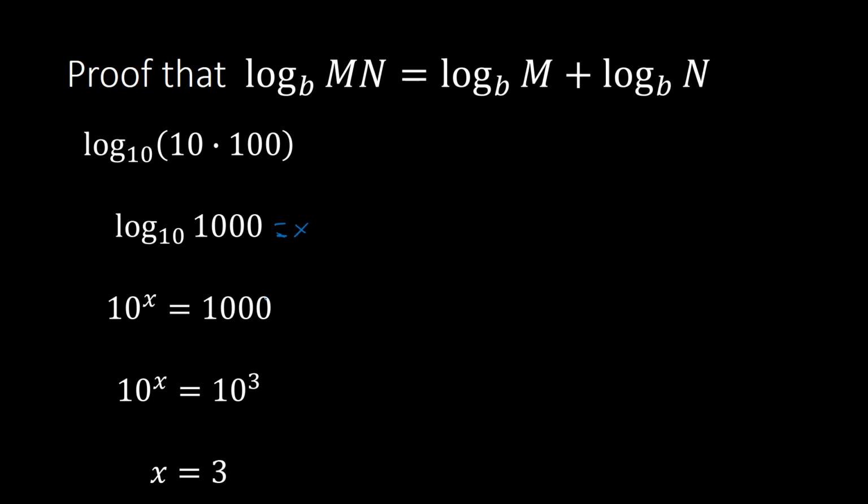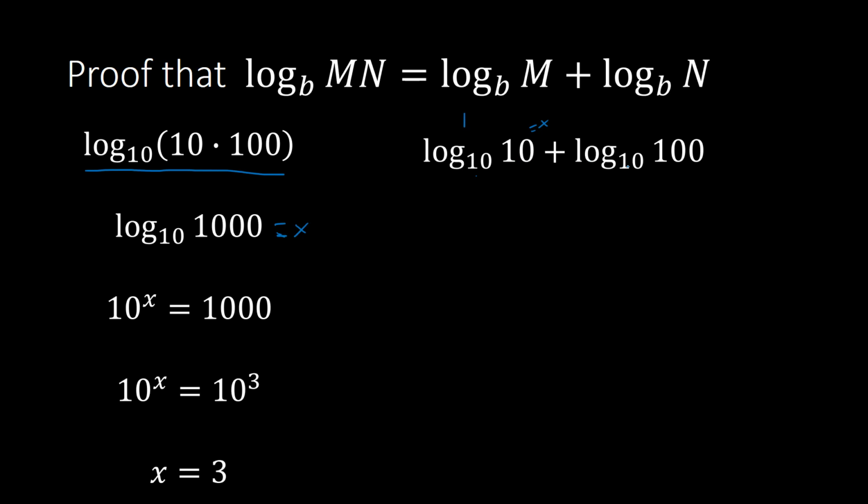Now the other way, according to this first law, it says that I can break apart this initial problem so that I have log base 10 of 10 plus log base 10 of this 100. We're going to show to you that we're going to get the same solution that we got the other way. Log base 10 of 10, you can think of that as equal to some number. So 10 to the x power equals 10. Well, 10 to what power gives me 10? That's going to be 1. 10 to the first power gives me 10.